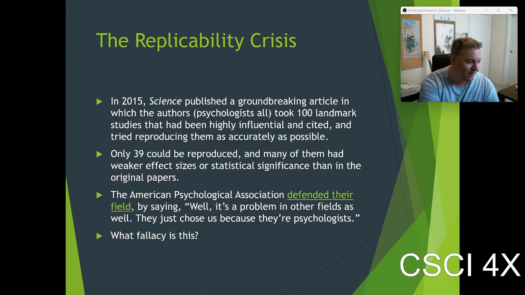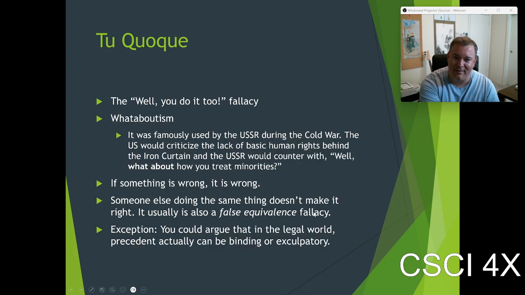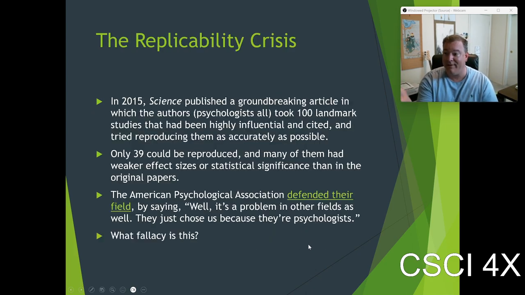Well, it's not our fault. Other people have problems too. Yeah, it's tu quoque. And this is one of the reasons why I teach fallacies, because you can see fallacies being used everywhere. It's not just in the media. It's not just in politics, even though those are very easy targets to pick on. In science too. This is the APA, the top science organization in psychology in America, and they use the tu quoque fallacy.